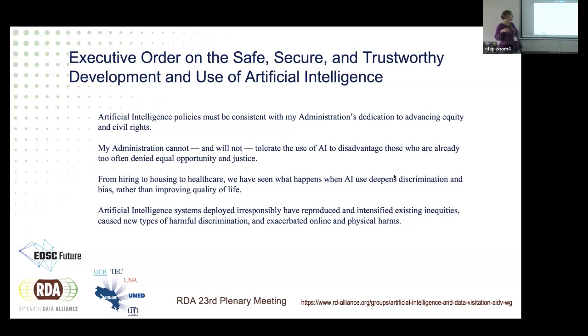From hiring to housing to healthcare, we have seen what happens when AI use deepens discrimination and bias rather than improving quality of life. And this is just a snippet from this executive order, but I invite you all to read it because it shows the way the administration can direct and drive AI. As you all know, we just had an election, so this administration is on its way out. We will see what happens next.